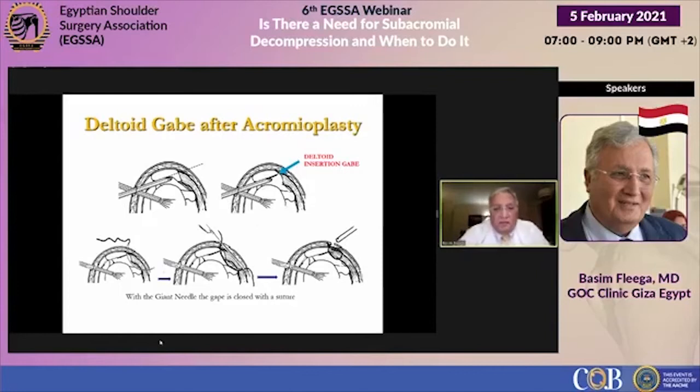Now, another problem for failed anterior acromioplasty is that after decompression, there may be a gap present if you remove too much bone, a gap between the anterior deltoid and the anterior acromion. This causes weakness of the anterior deltoid and problems. This also has to be treated by reconstruction of the deltoid and suturing it back to the anterior acromion.